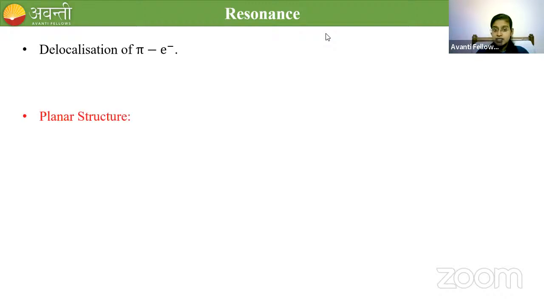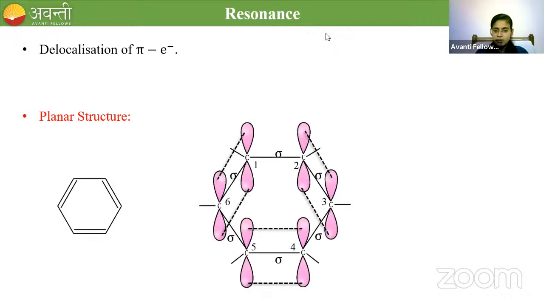I will take benzene as an example. C6H6 is called benzene, and we have three pi bonds. Three double bonds are there, right? The hybridization of all the carbons will be sp2, so there will be one empty p orbital for each carbon atom in benzene. And these are those 6 p orbitals present in benzene.